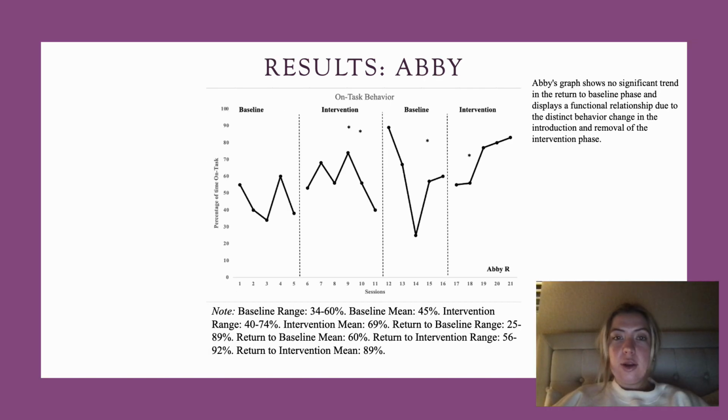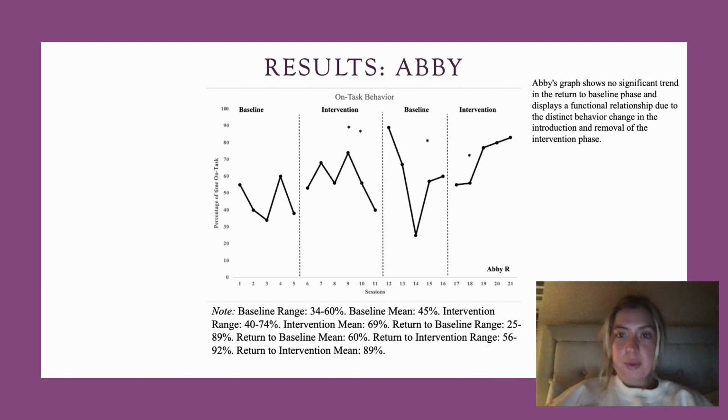Okay, so here we have the results for my on-task behavior. Baseline range was 34 to 60%, baseline mean was 45%, intervention range was 40 to 74%, intervention mean was 69%, return to baseline range was 25 to 89%, return to baseline mean was 60%, and return to intervention range was 56 to 92%, and return to intervention mean was 89%.